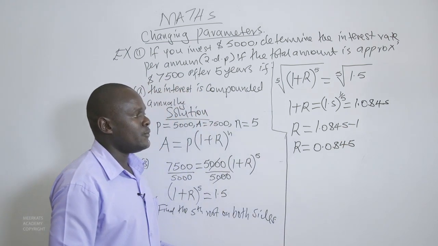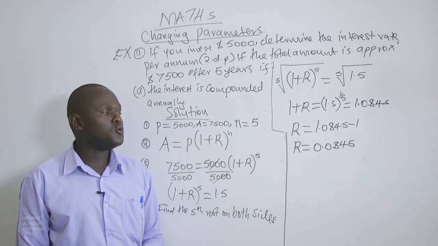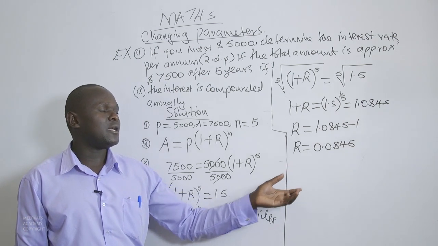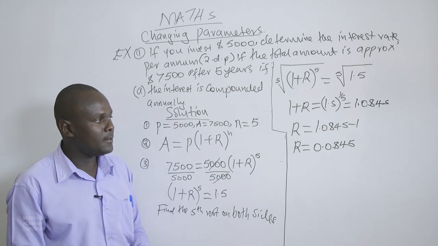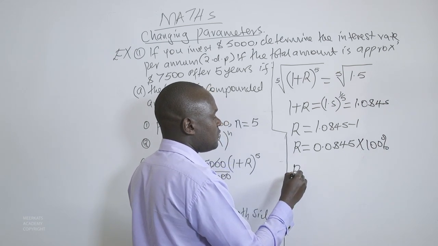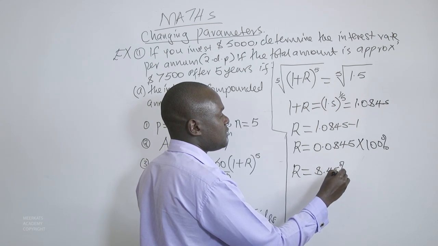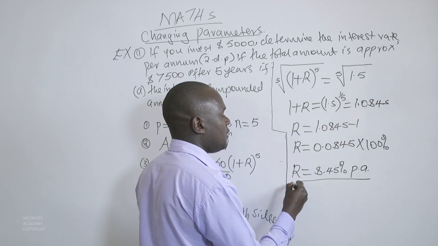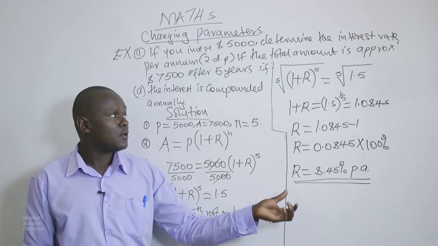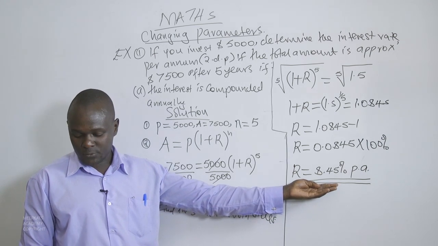0.0845. These rates are usually expressed as a percentage, and we have learned how to convert a decimal number to a percentage number. That is basically by multiplying the given decimal number by 100%, and it will give us a rate of 8.45% per annum. And remember, in the question we are also instructed to calculate the rates per annum in 2 decimal places. We have achieved that.